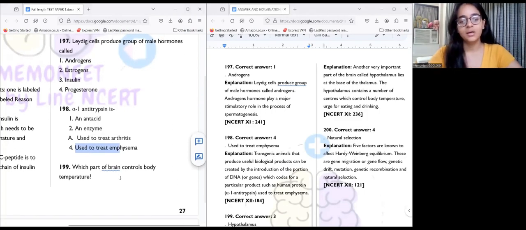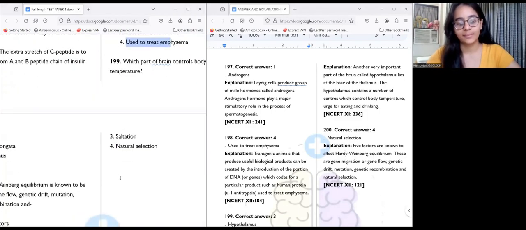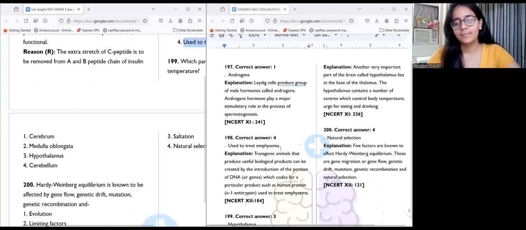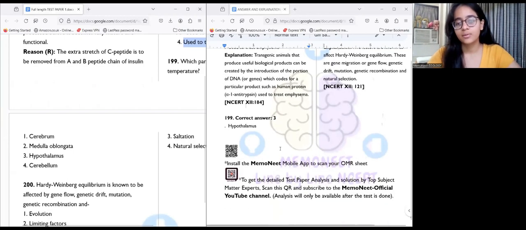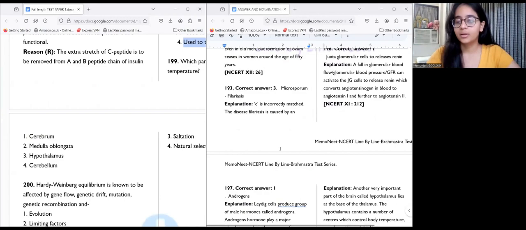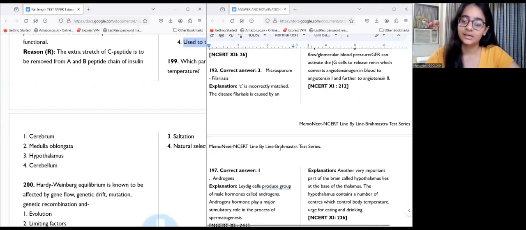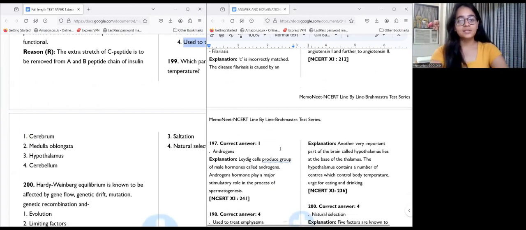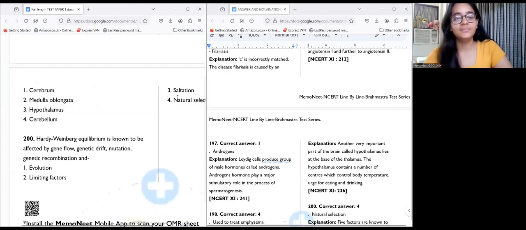For 199, which part of the brain controls body temperature? Let's see. Body temperature, we know, is controlled by the hypothalamus. Why is it controlled by the hypothalamus? Because it's known as a temperature regulating center. Why is it called so? Because any temperature in the body is controlled by the hypothalamus. Also, it has other centers which control the urges for eating and drinking as well.